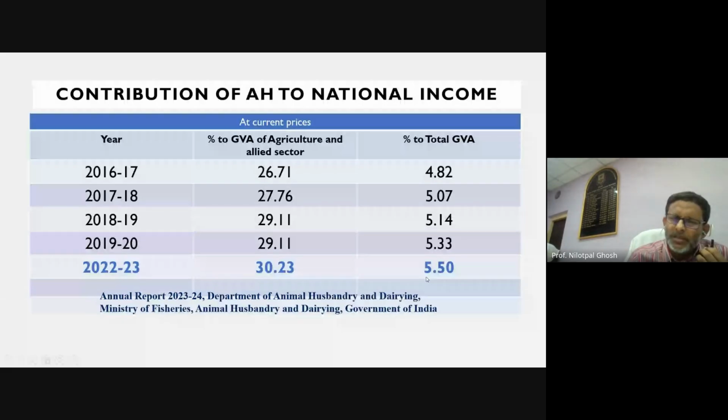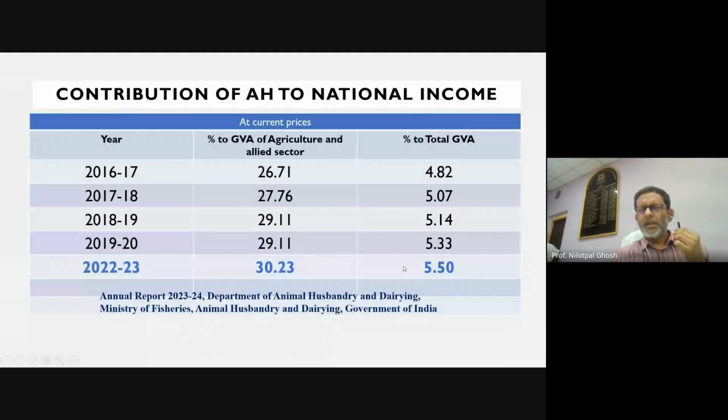This 5.5% of the total country's GVA, gross value added, it was initially termed as GDP, gross domestic product. Now it is GVA, gross value added. Means initially only the product was considered. Now the product as well as service is also considered. So the term GVA, it is known to all of you. So out of total income of the country, 5.5% from animal husbandry.